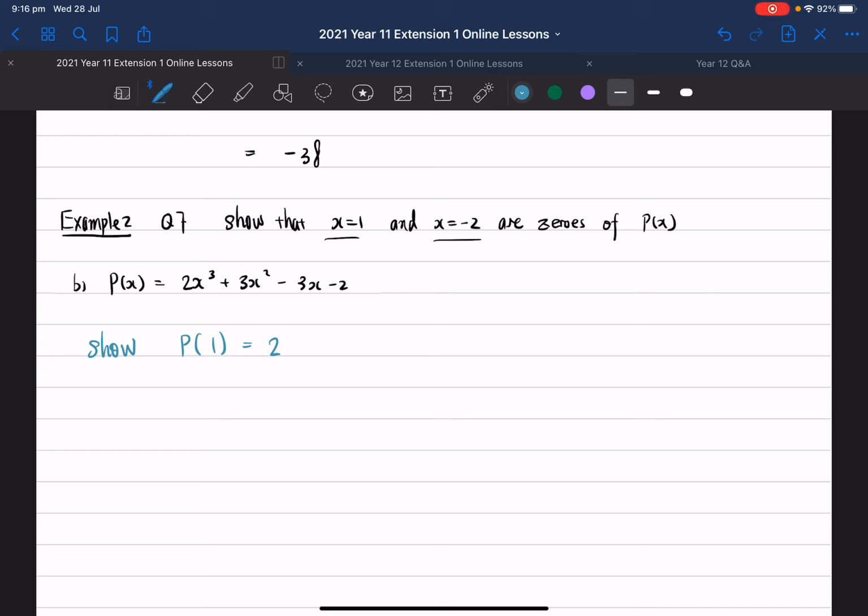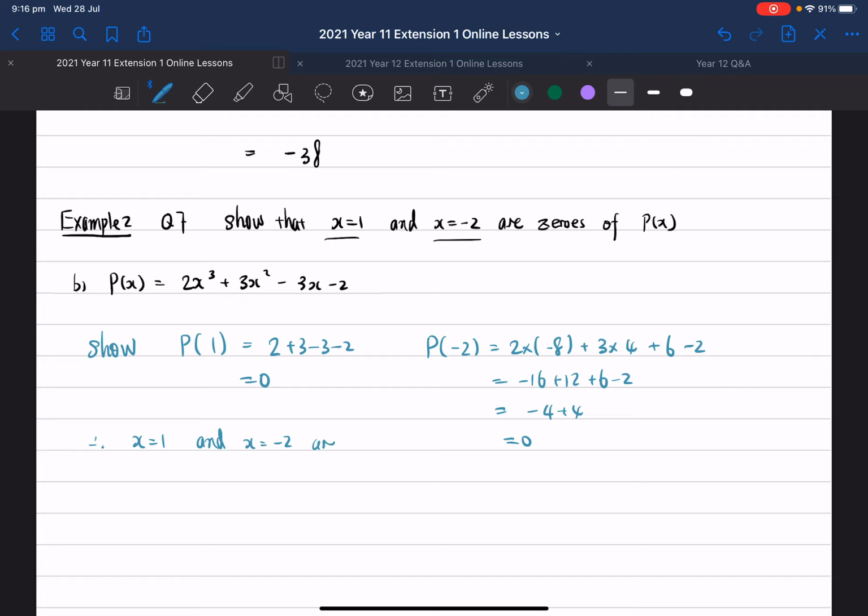So that gives you 2 plus 3 minus 2. Hey, that's equal to 0. And then we show P(minus 2). That's 2 times minus 8 plus 3 times 4 plus 6 minus 2. That's minus 4 plus 4, which is equal to 0. So therefore, we can say x equals 1 and x equals minus 2 are the roots.